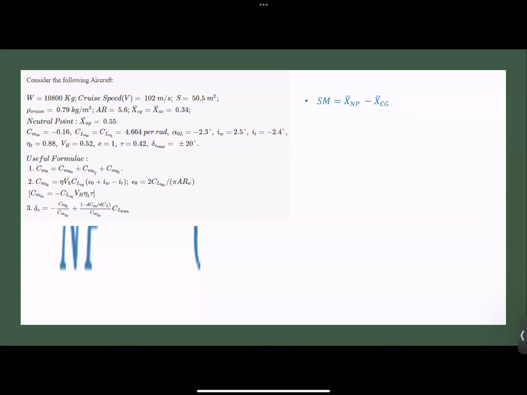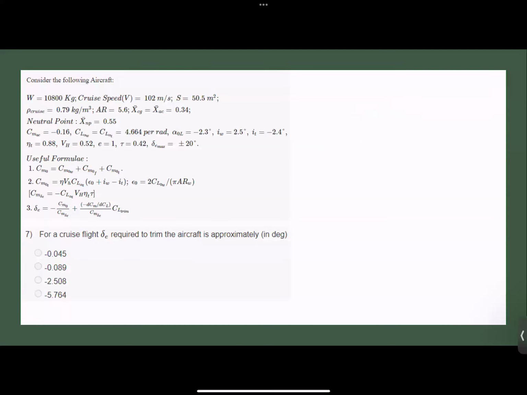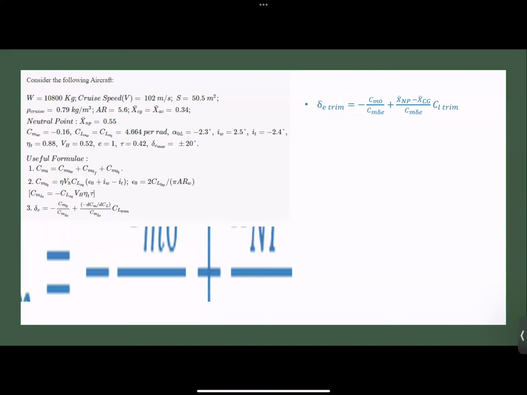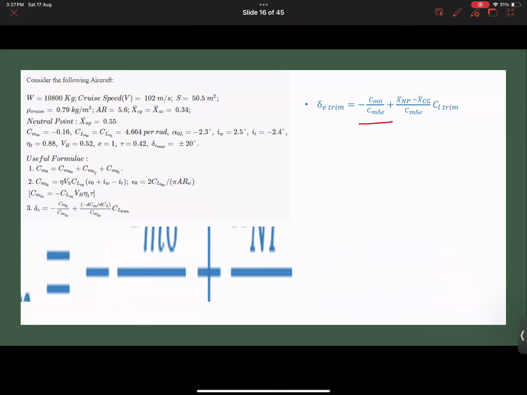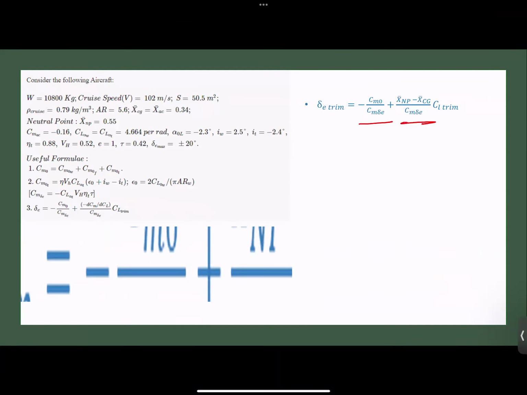Now, all of these quantities will be used to find out this delta E required. The delta E required formula was, so focus on this. Delta E trim is given by this formula, where this is the y-intercept and this is the slope. So all of these terms we have found out.